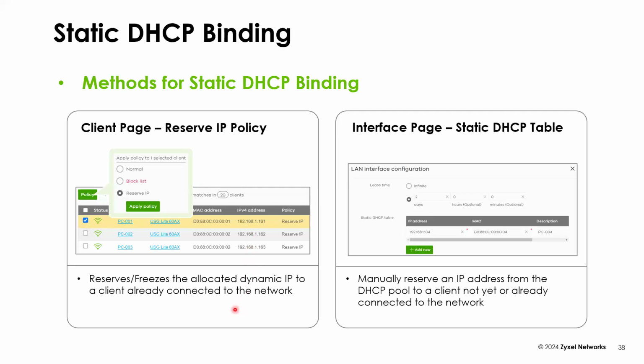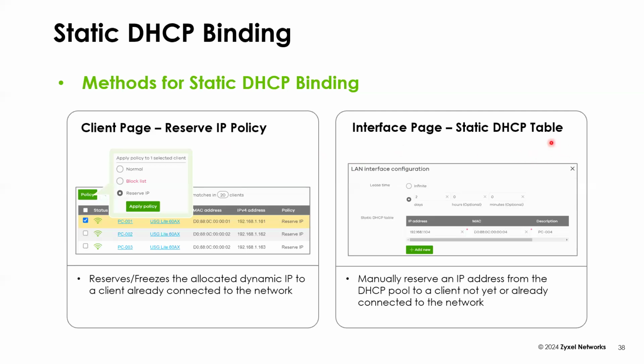Now, if you want to give people a specific static IP address, or you want to set it up for devices that haven't yet been plugged in, instead of using the client page, you go to the interface page for your firewall gateway, whatever you happen to be using.